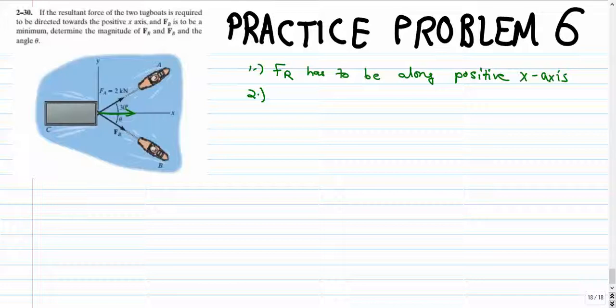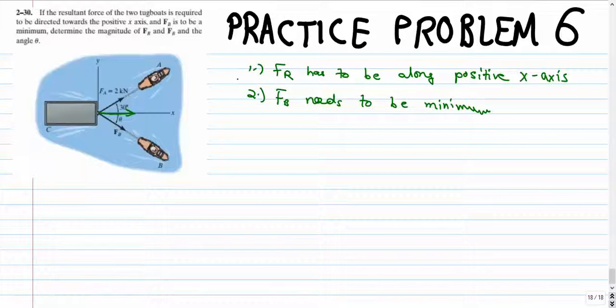The second condition is that Fb needs to be minimum. So in order to achieve that, the length of this Fb vector has to be the smallest. And is there any other condition? No, that's it. Okay, so from the first condition, what do we understand?